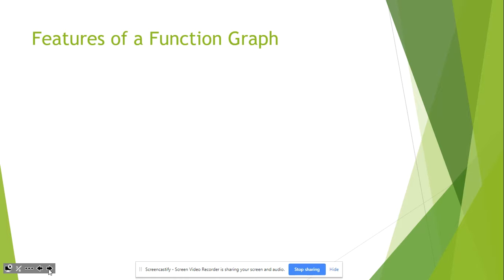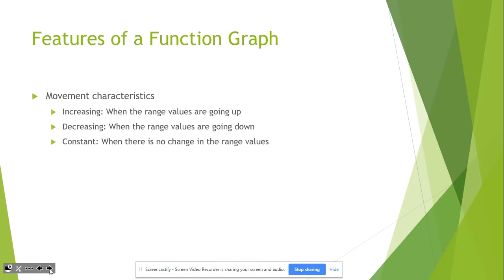Let's talk about the features of a function graph. First, the movement characteristics of any function. These are pretty simple. The function is increasing when any range values are going up. The function will be decreasing when the range values are going down. And the function is constant when there is no change in the range values. Very simply read on a graph.